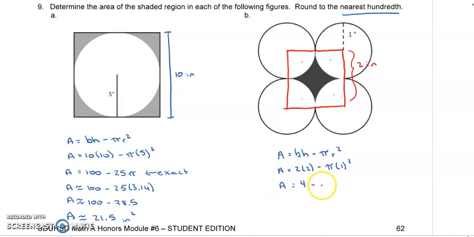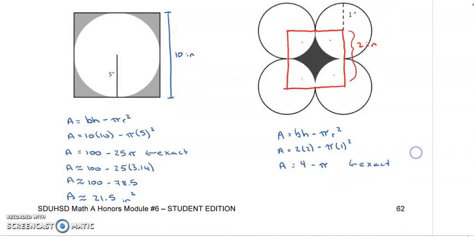That becomes 4 minus pi. And again, that would be my exact answer, my answer in terms of pi, but it told me to estimate or to approximate. So 4 minus 3.14. Let's make that approximate. So it is approximately 0.86 inches squared. All right, let's flip the page.